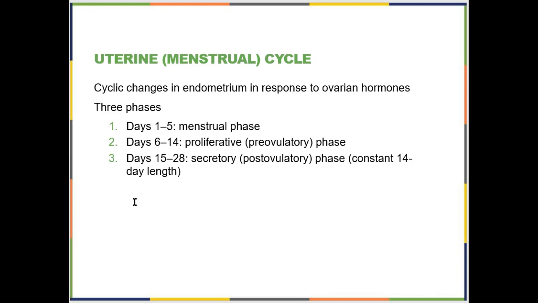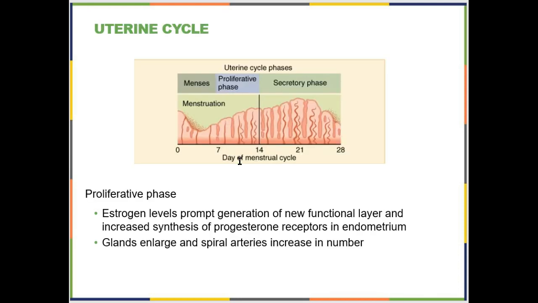So now we are on to the uterine cycle. This slide just goes over the major events of the uterine cycle. So you just want to know that it starts in the menstrual phase, days 1 through 5, which is just the shedding of the uterine endometrium. And then the proliferative and the secretory phase, we want to know a few more details about.